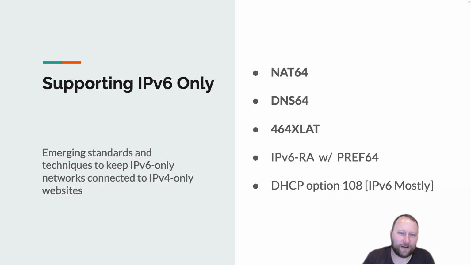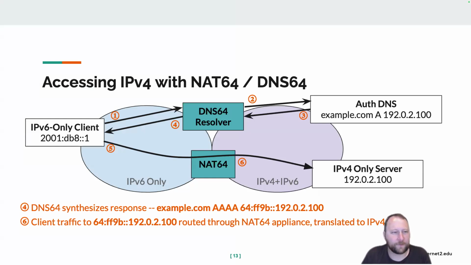There's also a thing called Pref64, which we'll take a look at, which is a way to communicate a network prefix for doing a 6 to 4 translation. So starting at the first part, we're going to look at NAT64. I think a lot of people here are familiar, but I'm going to run through it anyway.